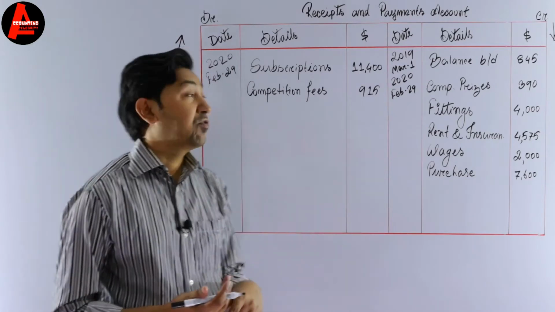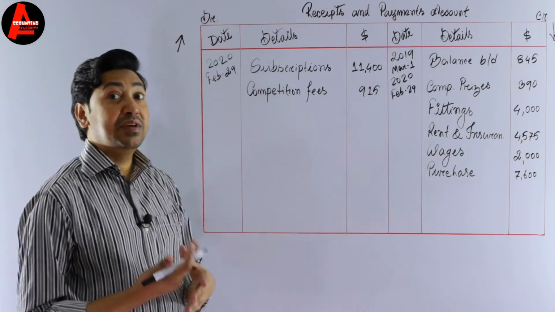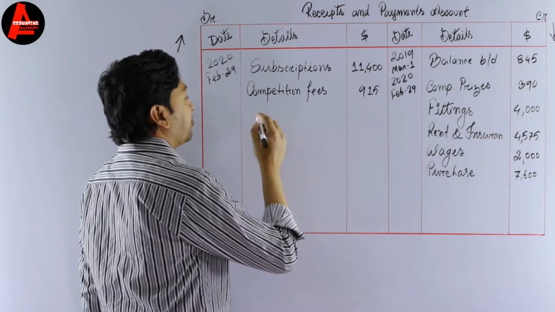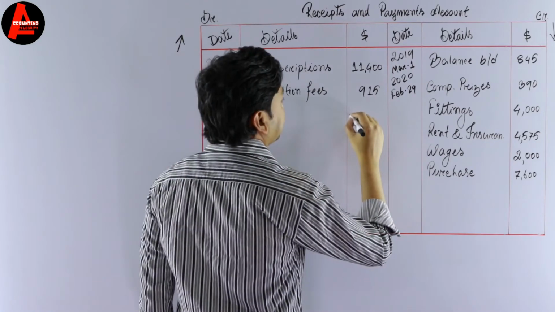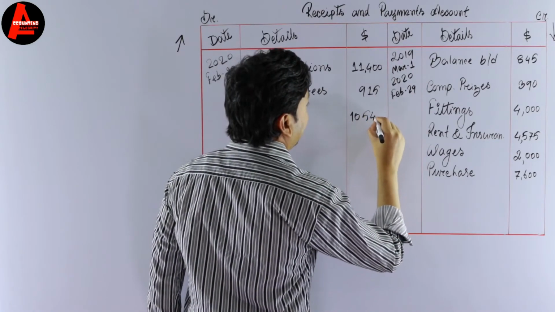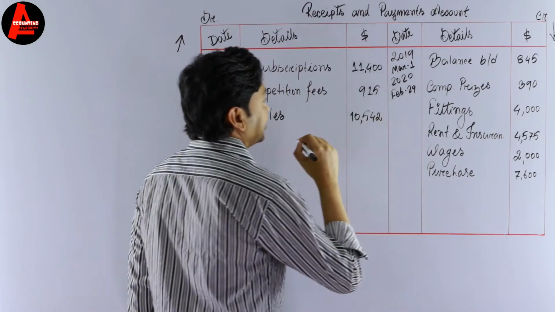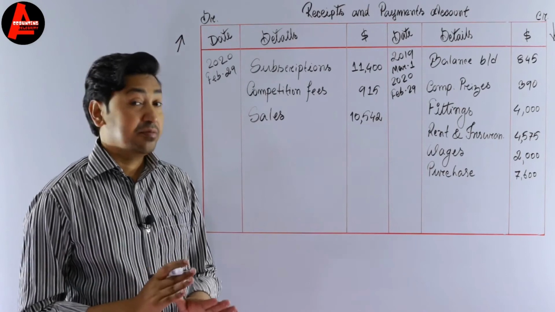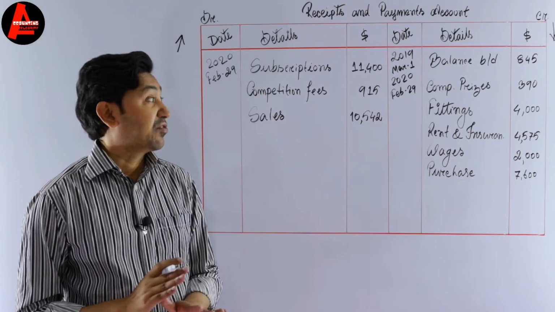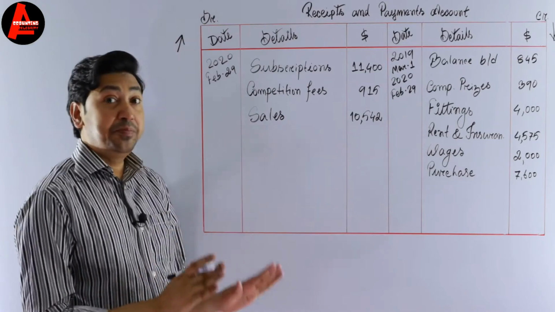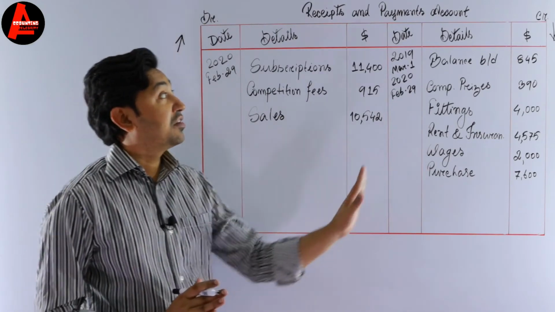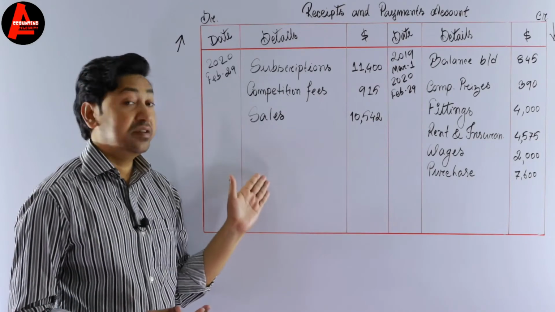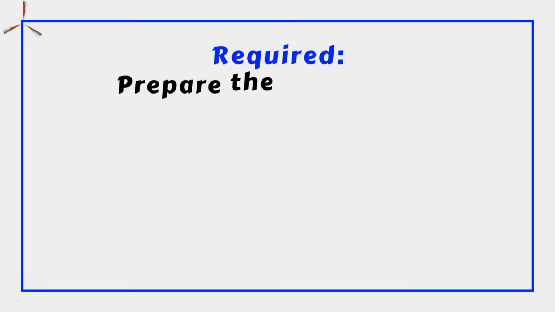So balance of bank will be here increased. That means it will be recorded here on the debit side. Okay, so let us write here sales, it is $10,542. Okay, now we are done with recording all the items, all the transactions, whatever given in the question. So once again, all payments will be recorded on the credit side, all receipts will be recorded on the debit side.